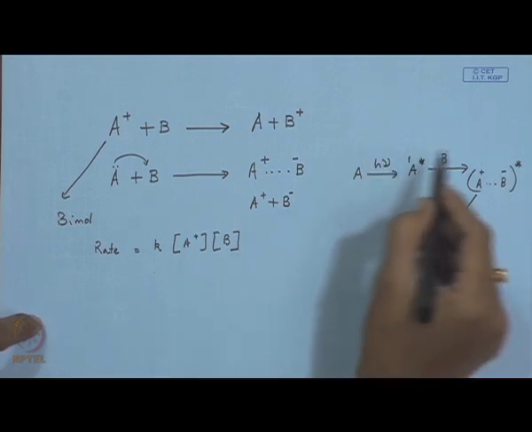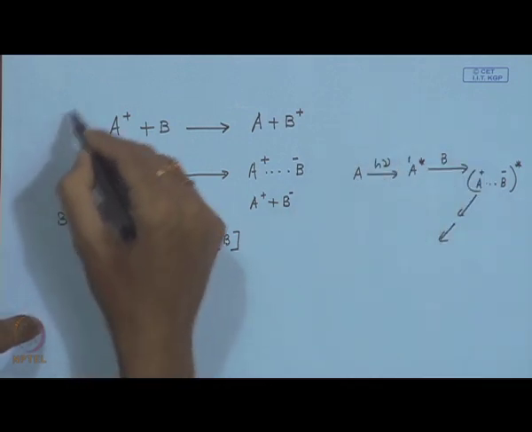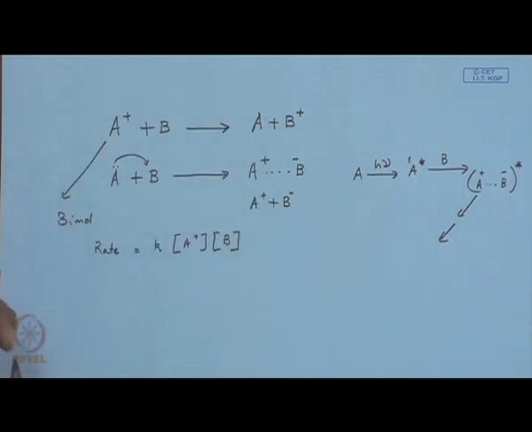Okay, so this is about your excited state process, and this is about the ground state process. So, electron transfer reaction can happen in the ground state or maybe in the excited state as well, depending on the species concerned. Okay. It is not that for all species ground state electron transfer will take place.